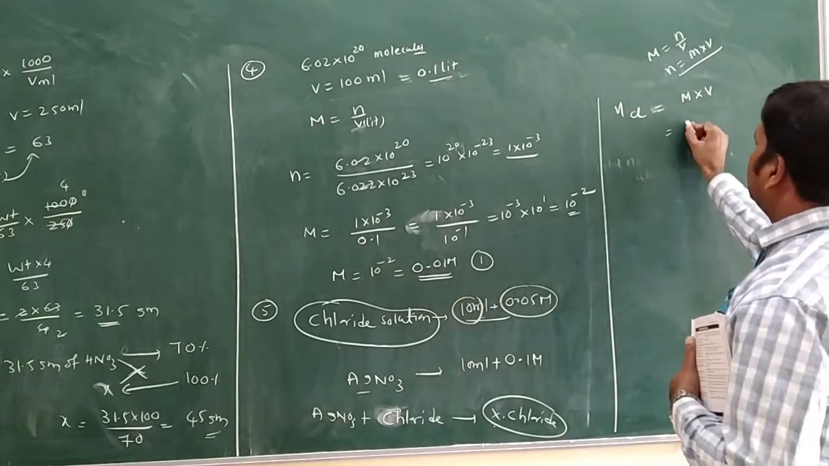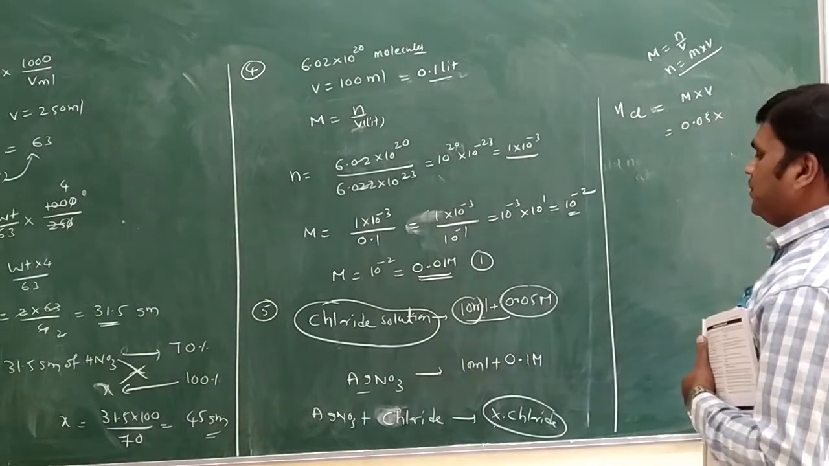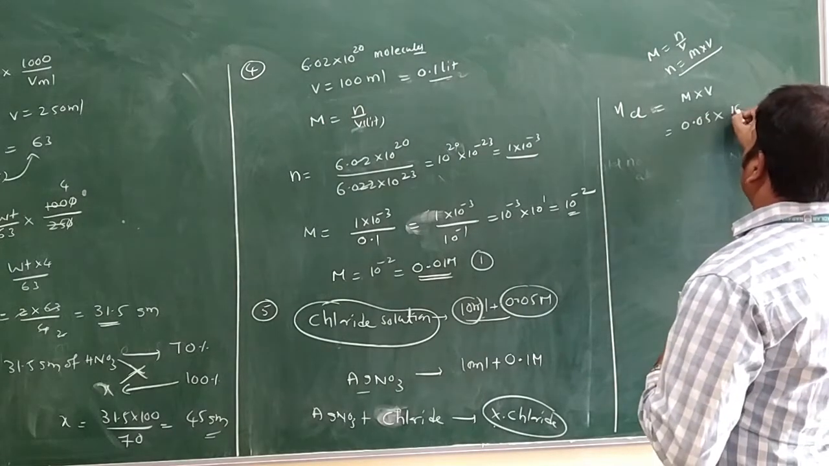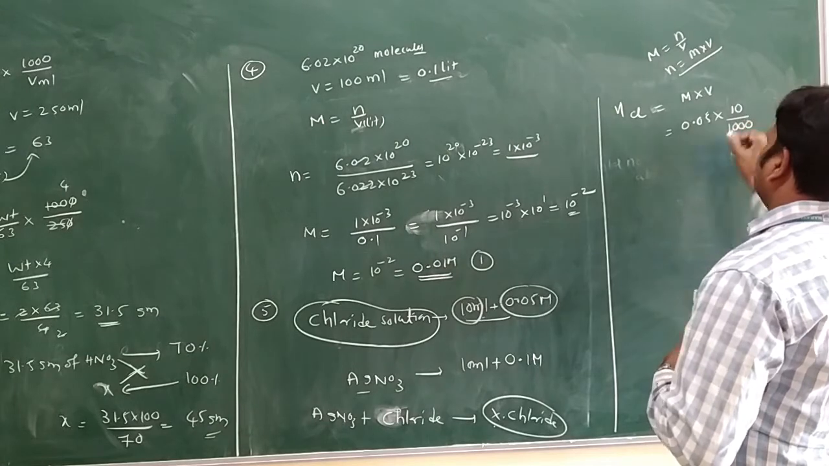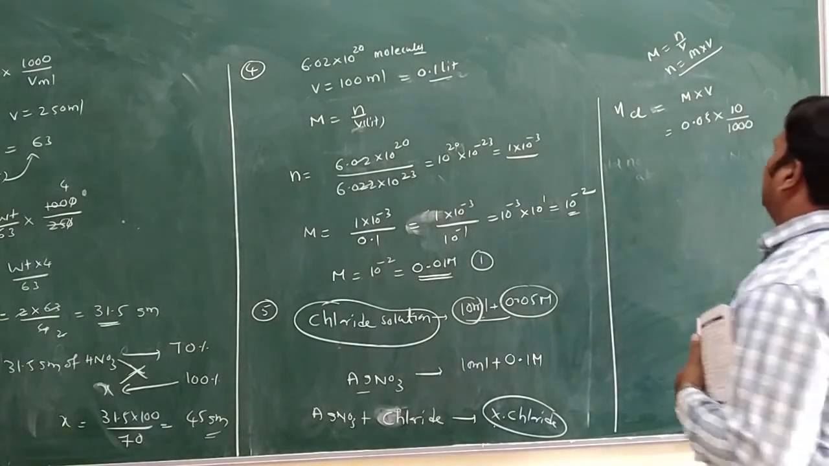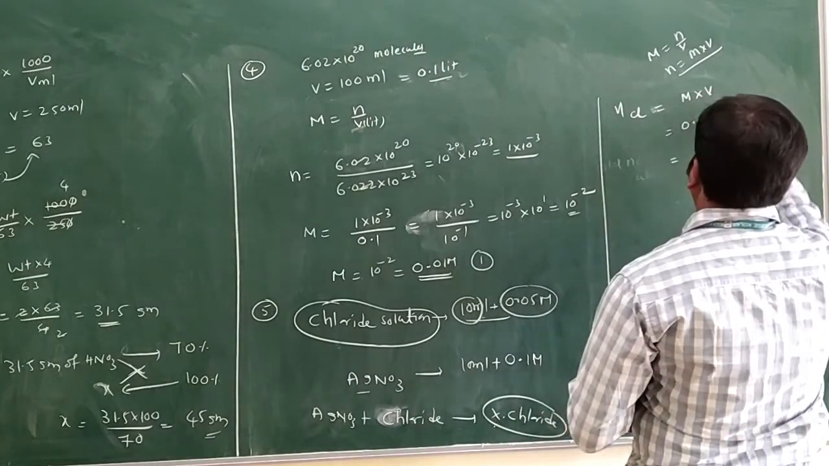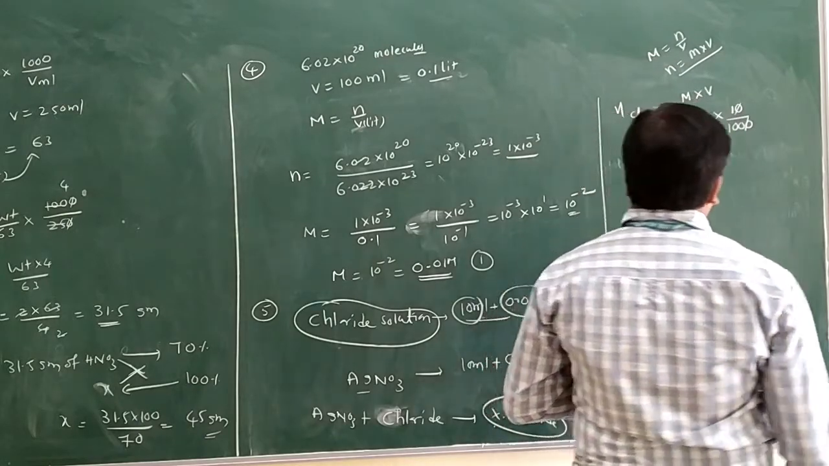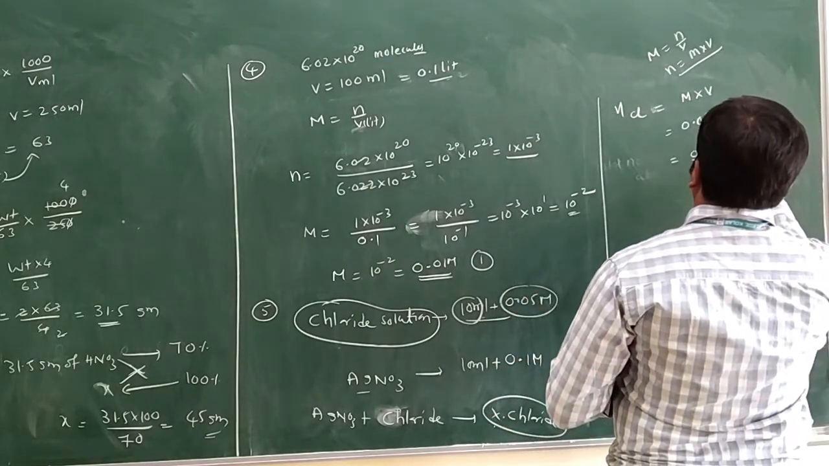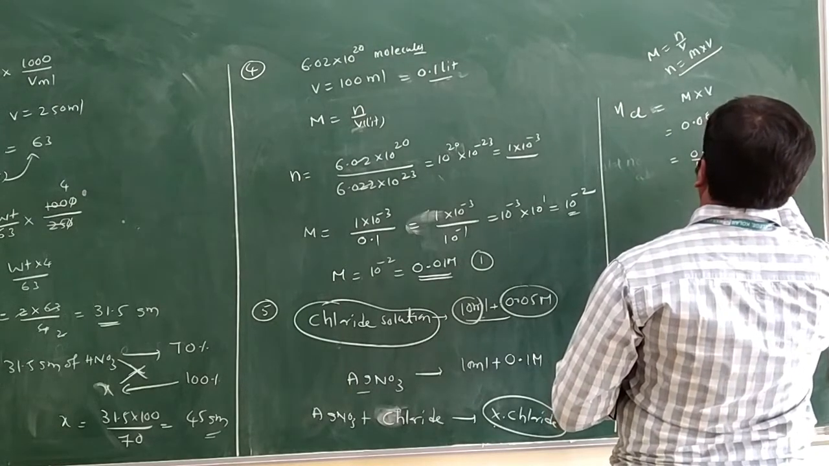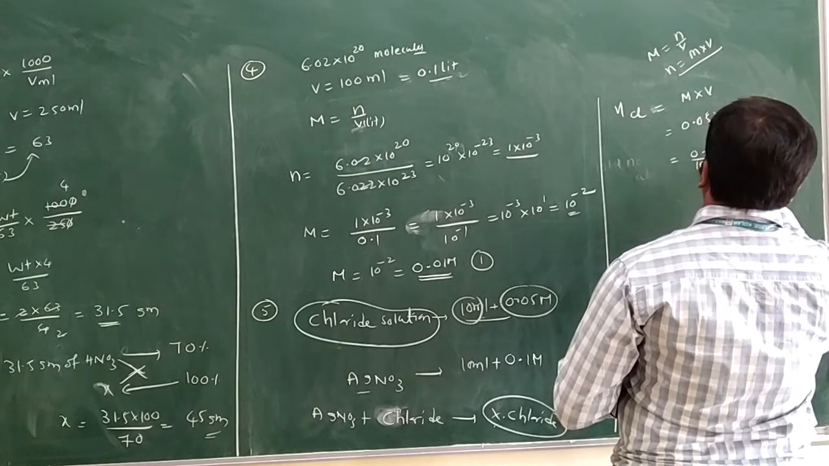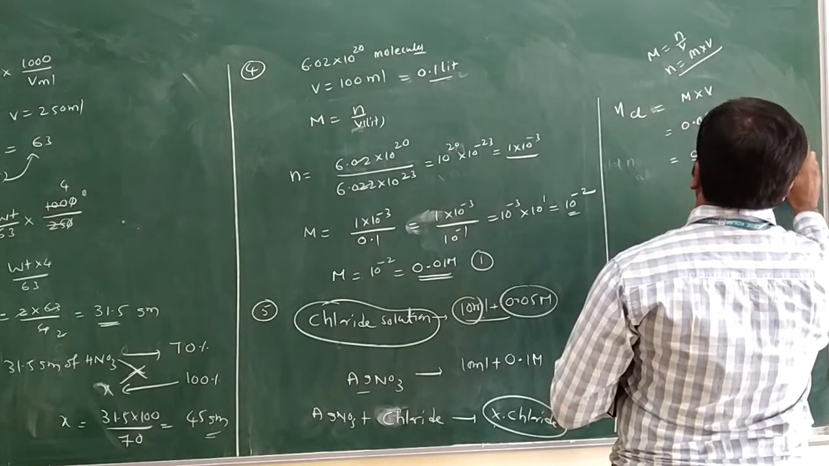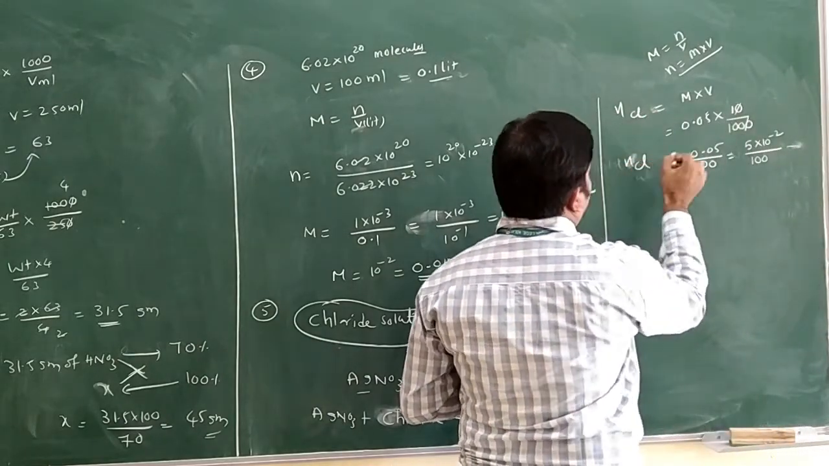What is the molarity we have? This is 0.05 into, and what is the volume we have? 10 ml only. So 10 ml, can I write here 10 by 1000? We can convert it to liters. What will you get here? 0.05 by 100 we have only. So you will write here 5 into 10 power minus 2 by 100 only. This is the number of moles of chloride.